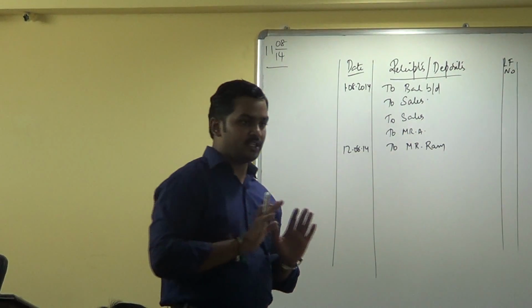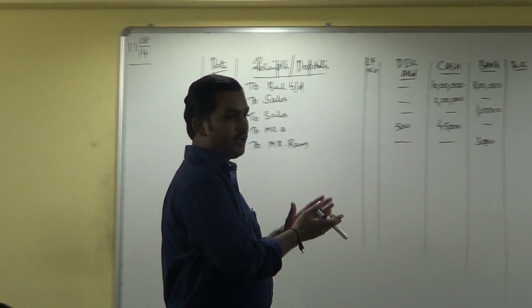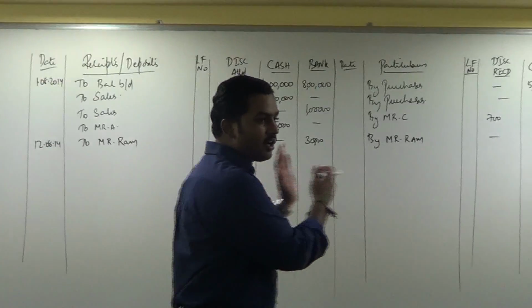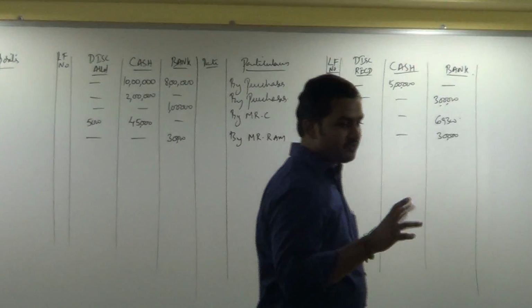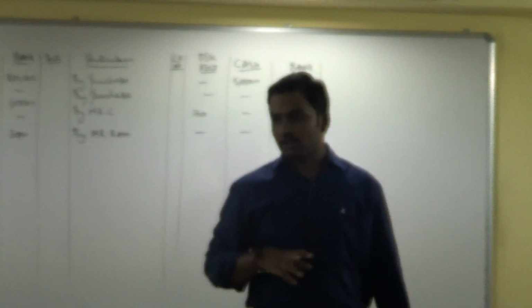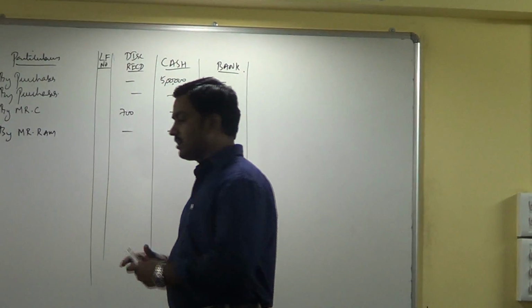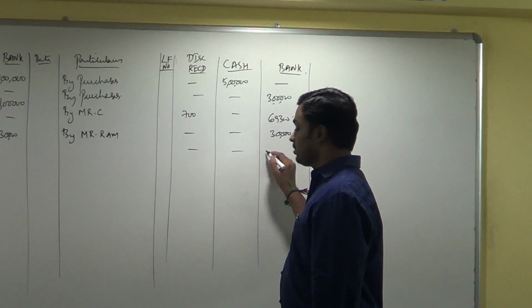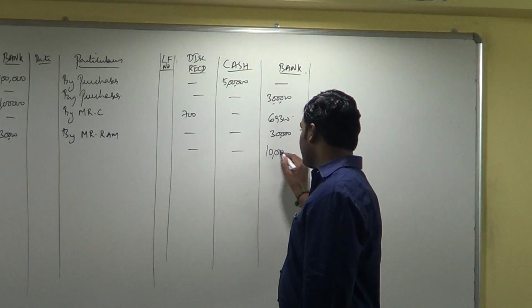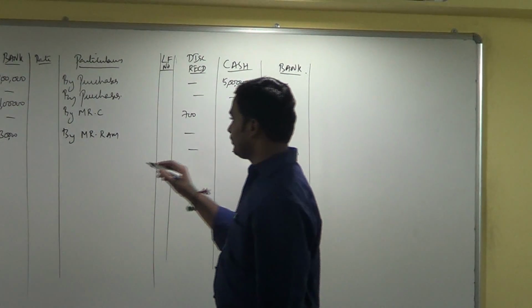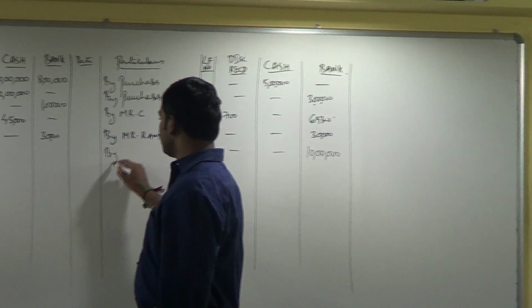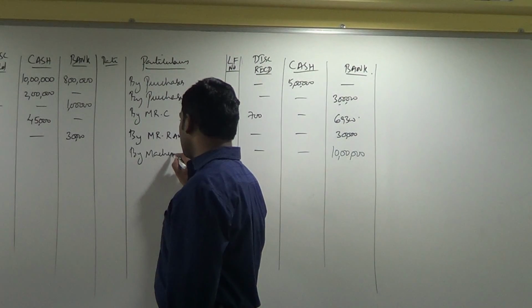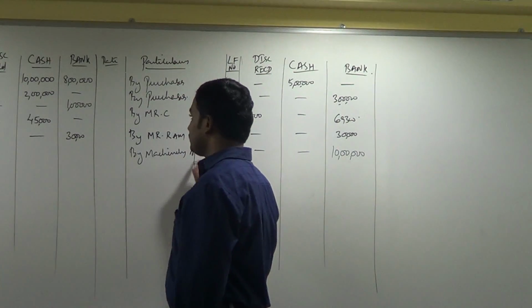Now we are not going to pass any entry. You have to just classify it into a deposit into the bank or withdrawal from the bank. Classify this transaction. It's a withdrawal. So you have to record it on the withdrawal side. Which column will you record? Bank column. How much amount? 10 lakhs, by machinery account.